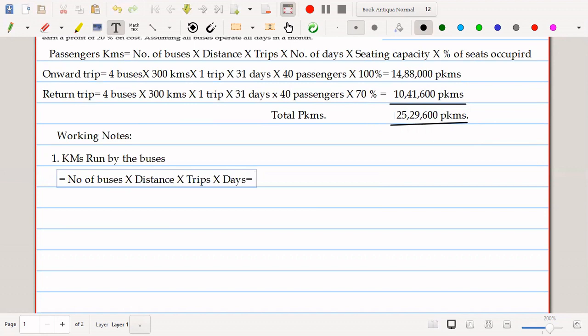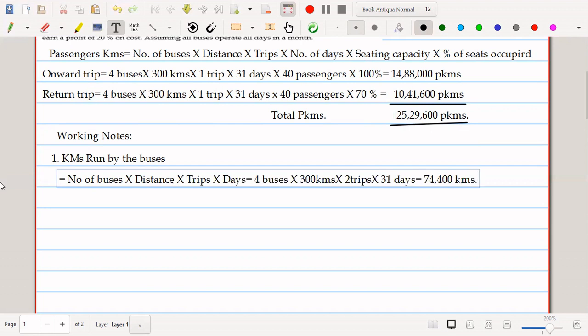Let's calculate here. Number of buses is 4 buses into distance was 300 kilometers into trips, 2 trips going and coming back, into 31 days. When we multiply, it comes to 74,400 kilometers. So all the 4 buses have run 74,400 kilometers during the month of January.